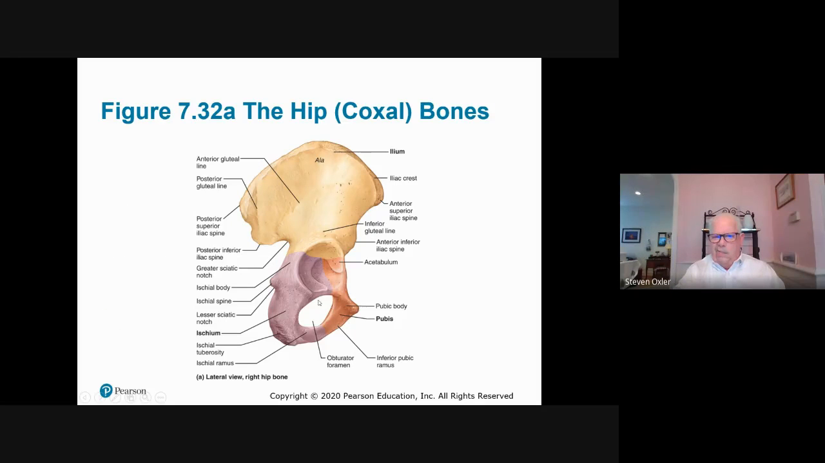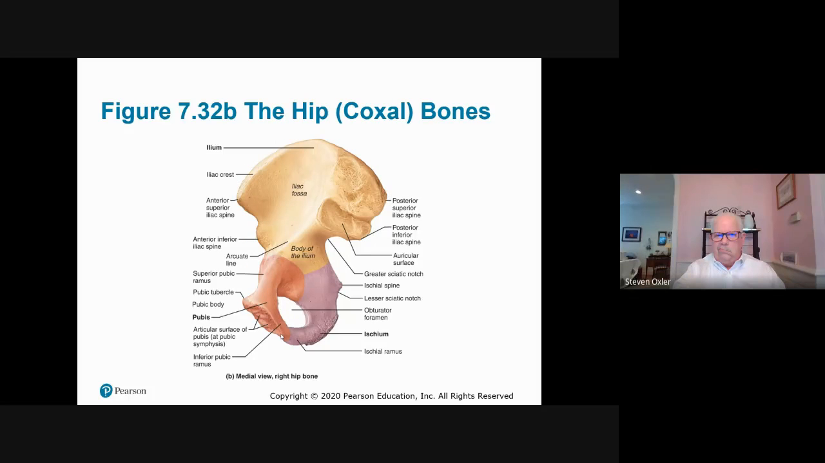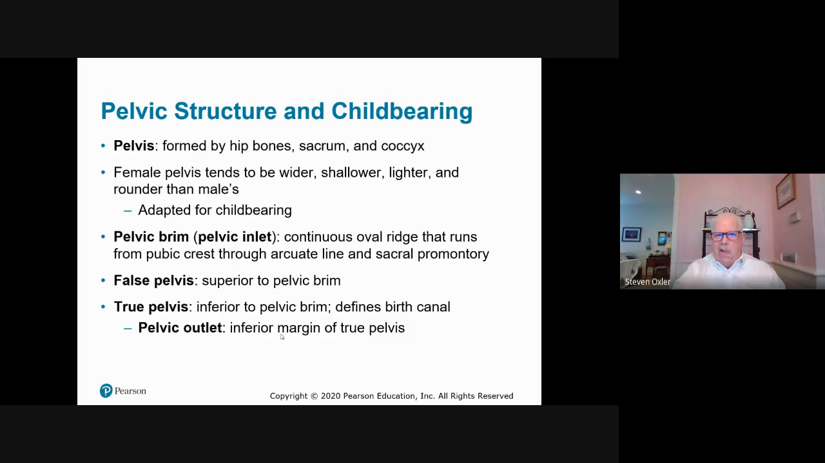Here it is, the obturator foramen right here. And this is the pubis bone right here. Okay? This is what you're sitting on, the ischial tuberosity. The three bones of the hip. I'm not going to ask you any questions on the difference between the male and female pelvis. It's not really important for our discussion.